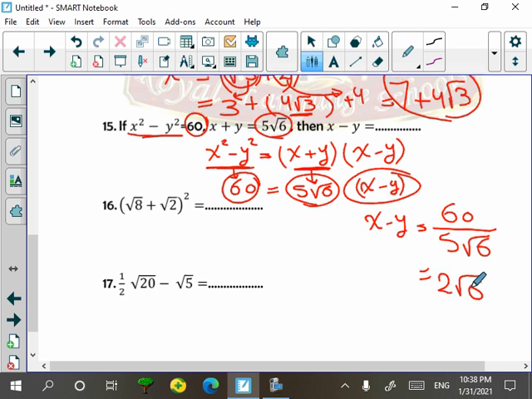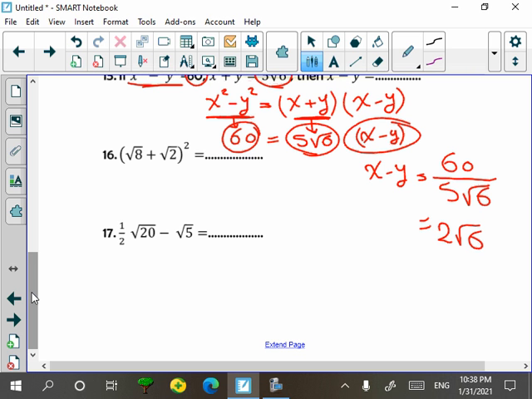Number 16. Root 8 plus root 2, power 2. Again, root 8 power 2 will be equal to 8, and second power 2 will be equal to 2, and in the middle, first times second times 2, we can use the calculator. Root 8 times root 2 will be equal to root 16, which equals 4, times 2 equals 8. Then the answer: 8 plus 8 plus 2 equals 18.